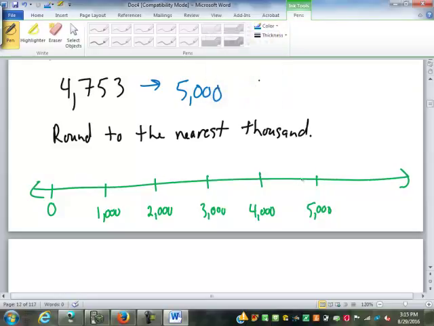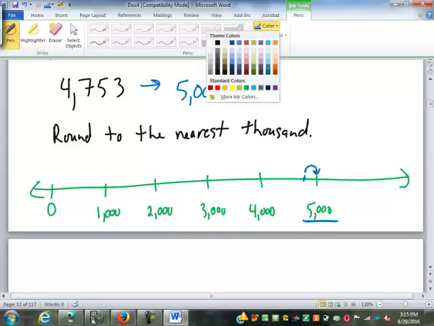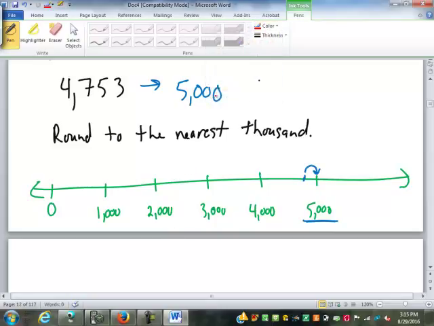Well, 4,753 is somewhere in here. It is physically closest to the 5,000. So that's why we rounded it to 5,000. Now, obviously, you guys don't want to draw out a number line every time you round numbers. So how were we taught to do this?